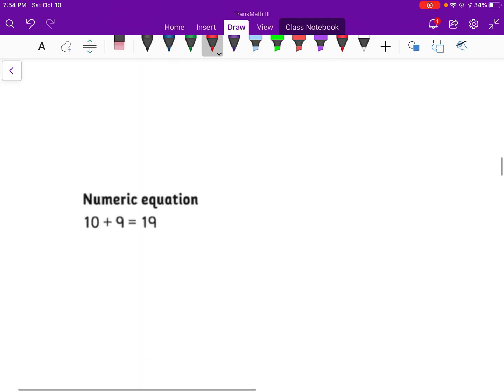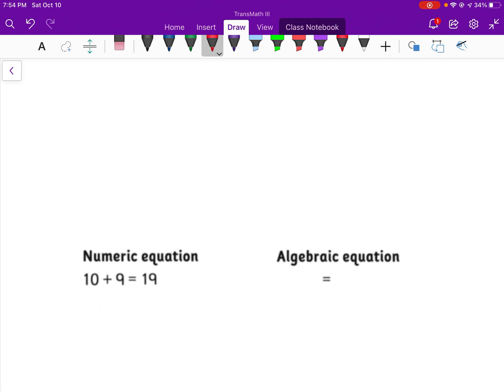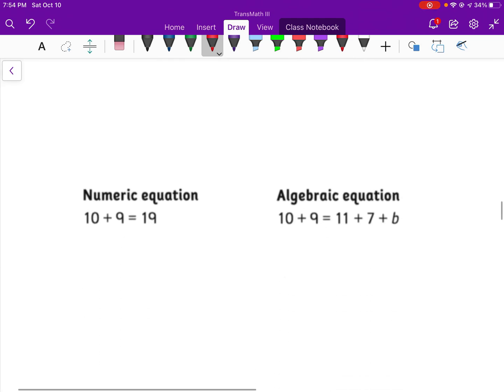Okay. So, for example, a numeric equation here, 10 plus 9 is equal to 19. As you can tell, it's all numbers, and there's an equal sign, so that's why it's called a numeric equation. Now, we want to work back and forth between numeric and algebraic. So if we want to represent that equation algebraically, we need to write it in some way where we have a variable as well.